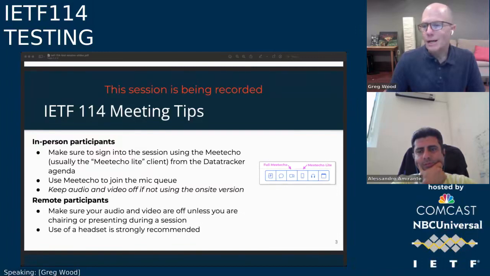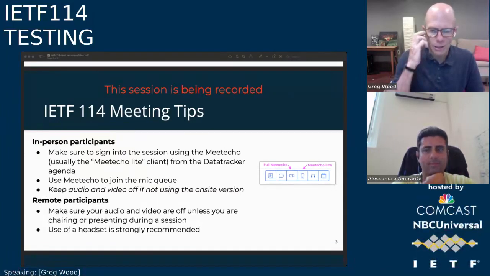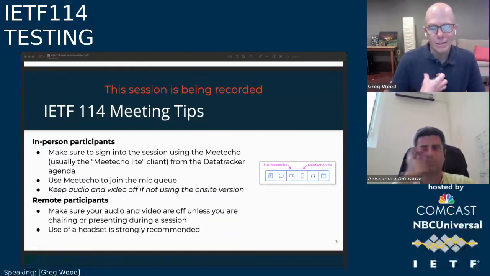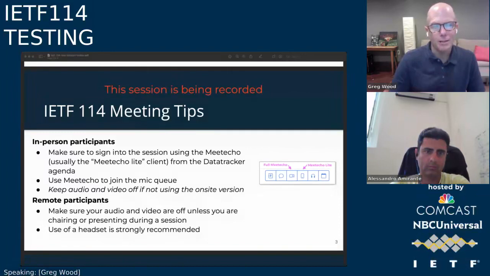That's a great question. So there is magic. When you click on the URL, either through the data tracker agenda or somewhere else for a session, you log in using your data tracker credentials, and MeetEcho can tell from your roles in data tracker if you should be chair for a particular session. When I loaded the URL for this session, I was identified as a chair, and so I automatically have the chair roles and abilities.